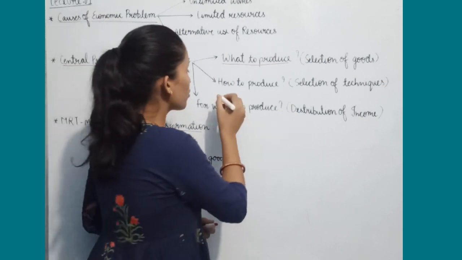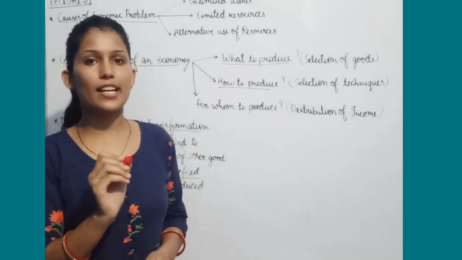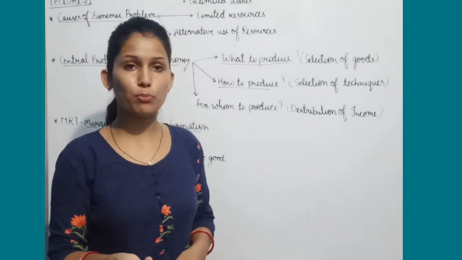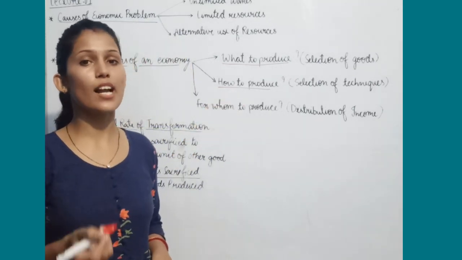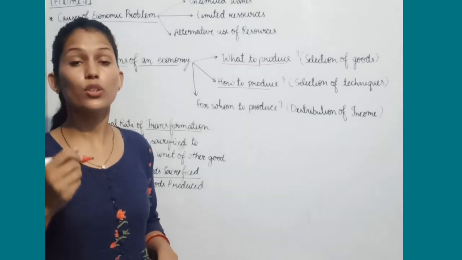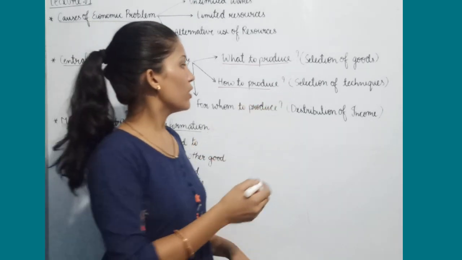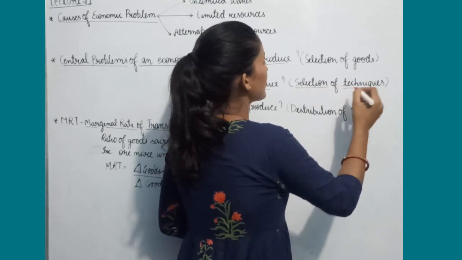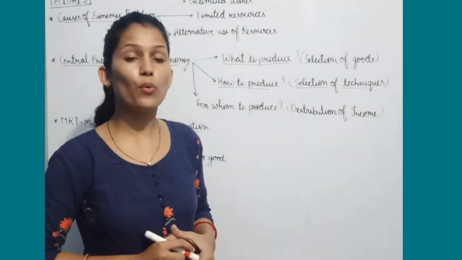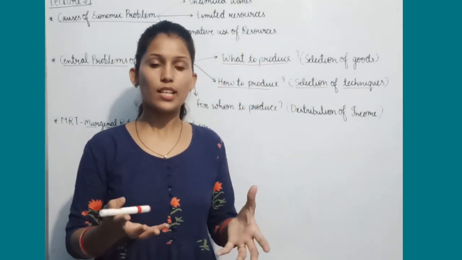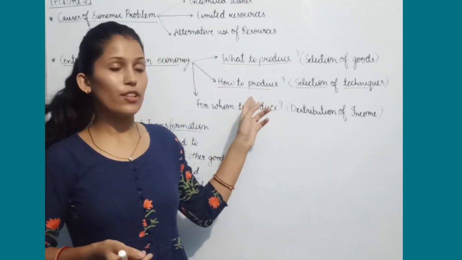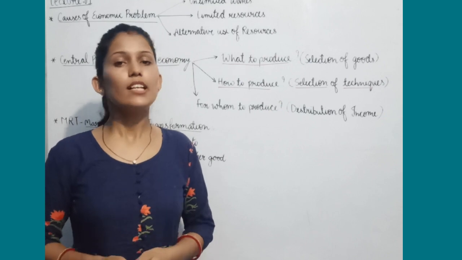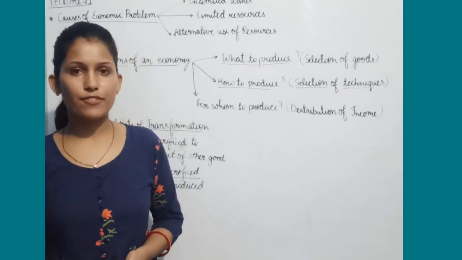Next is how to produce. Now once you have decided which type of goods you have to produce, second is how to produce. How you are going to produce that particular product, your good. So it deals with the selection of technique, means which type of technique you are using. There are basically two techniques prevailing here. First is the labor intensive technique, second is the capital intensive technique.